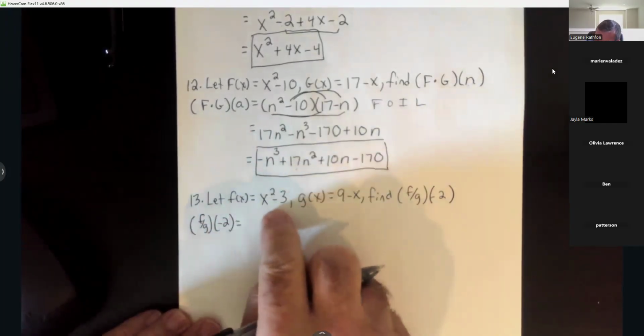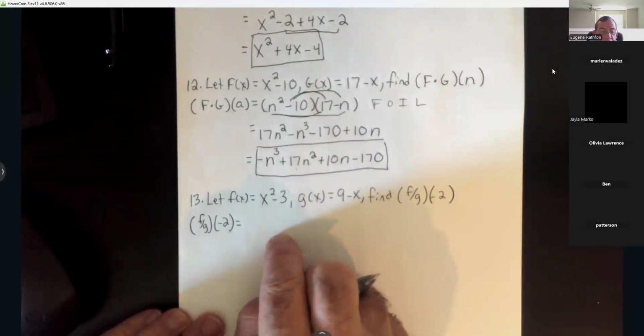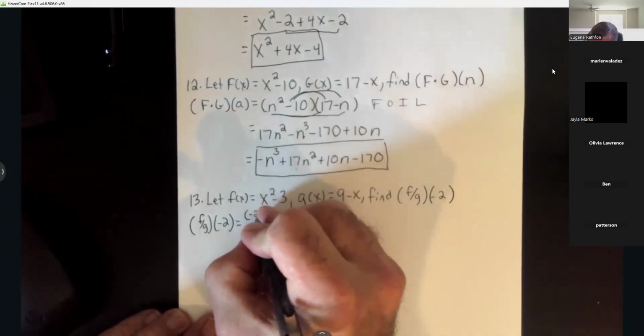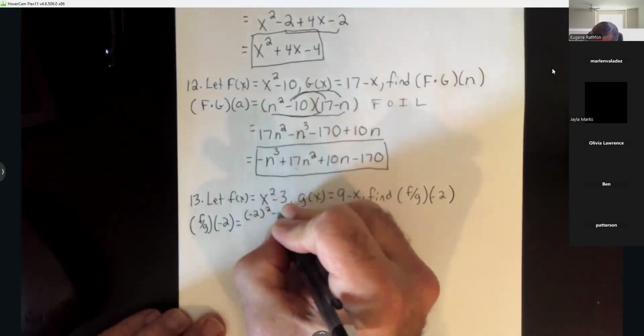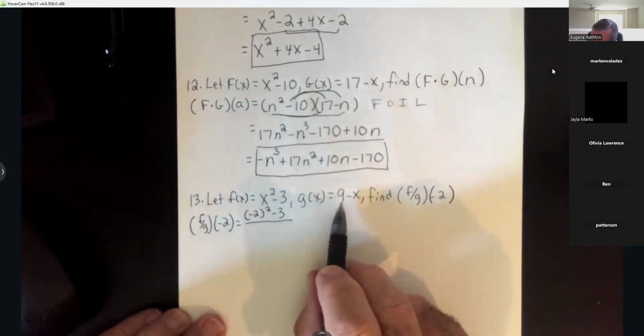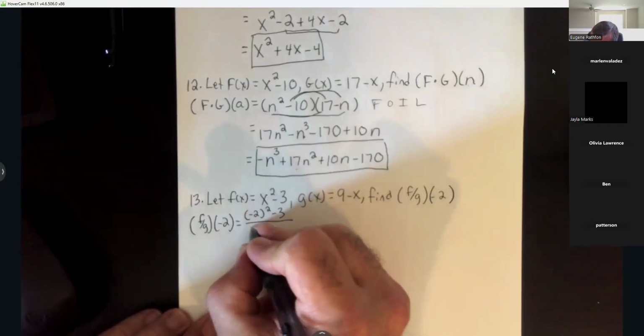f divided by g of negative 2 is going to equal my f on top divided by my g. So I'm putting a negative 2 in for that x squared. So I'm going to have negative 2 squared minus 3. That's our top. And then on bottom, it's going to be 9 minus negative x.